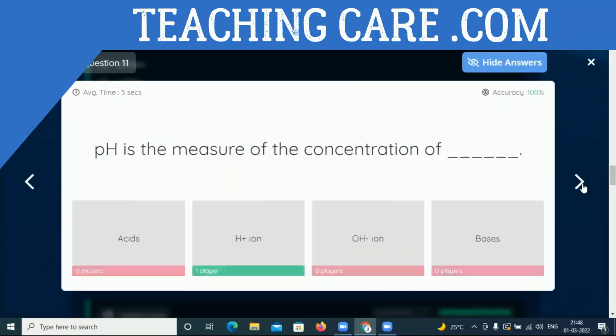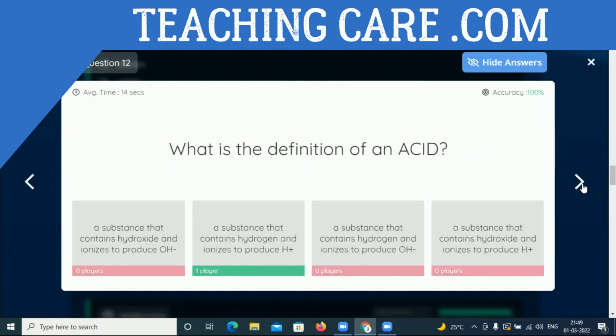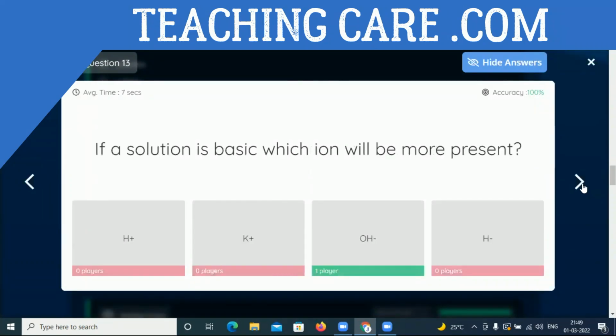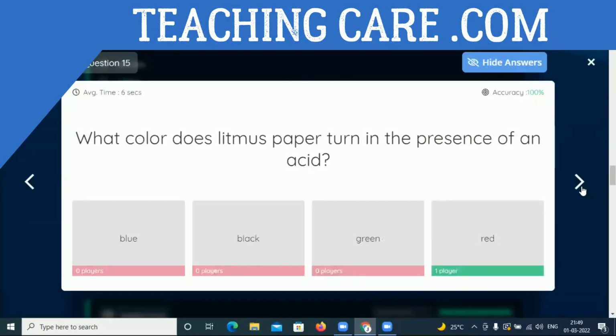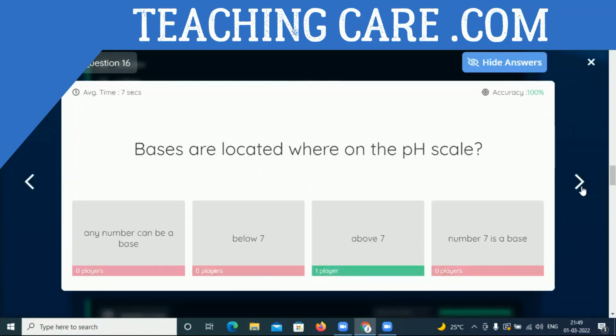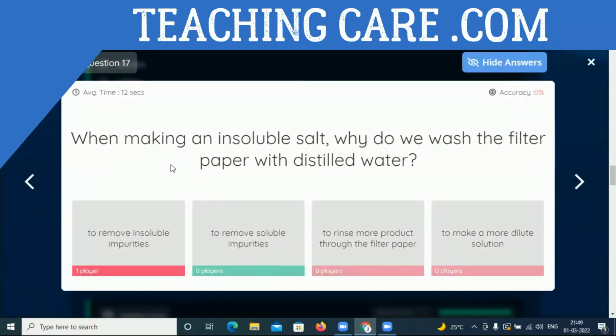Okay. The next question which you did right, this is right, this is right. See, here you made a mistake. Yeah, this one I misclicked. Yes. It was an indicator.